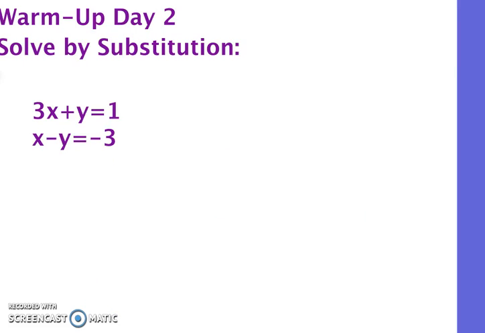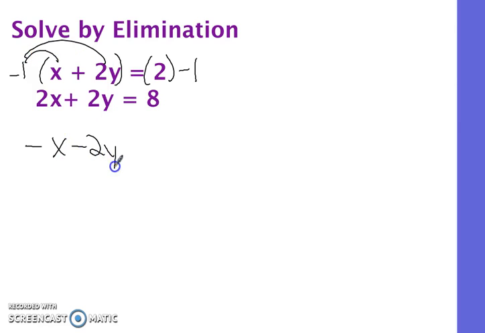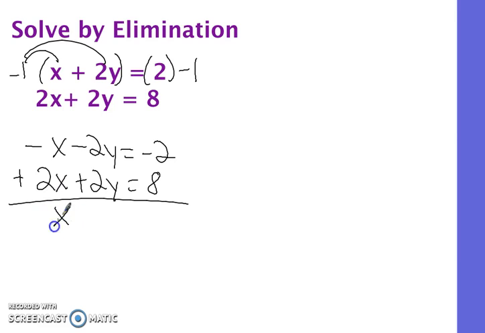Okay, we're going to skip this warm up for right now, and we're just going to keep on moving on by elimination. Again, don't you just wish one of the 2's was negative for the y's? Well, let's multiply by negative 1 again. So you'd have negative x minus 2y equals negative 2. Positive 2x plus 2y equals positive 8. Add them together and you get x, they cancel, equals 6.